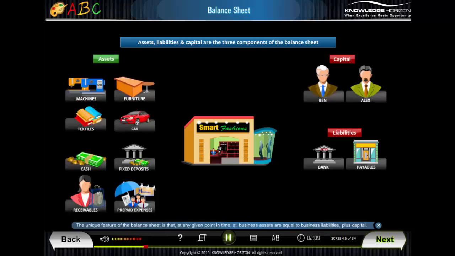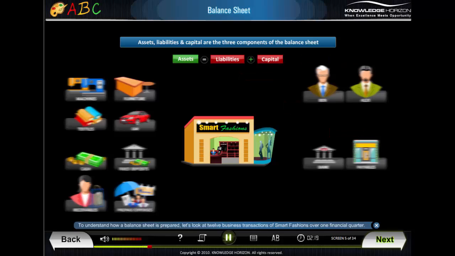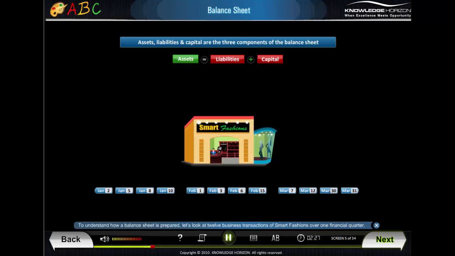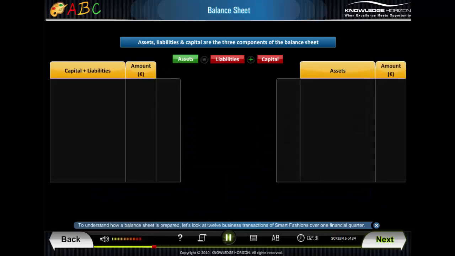The unique feature of the balance sheet is that at any given point in time, all business assets are equal to business liabilities plus capital. To understand how a balance sheet is prepared, let's look at 12 business transactions of Smart Fashions over one financial quarter. Ted is the manager of Smart Fashions.